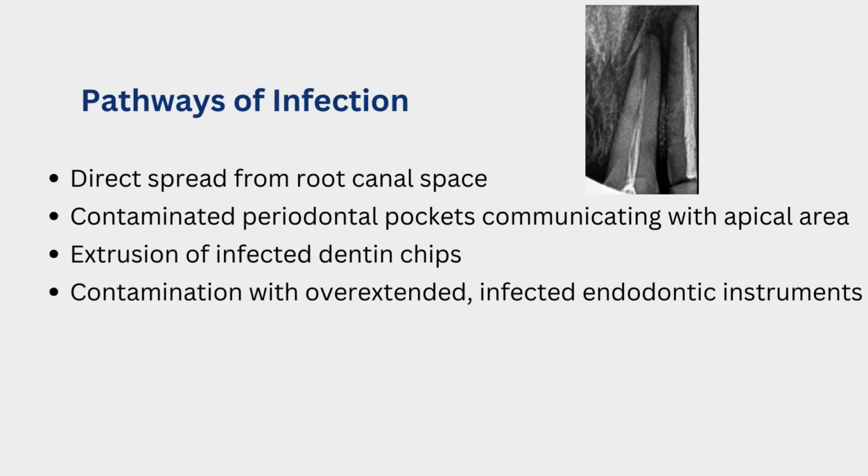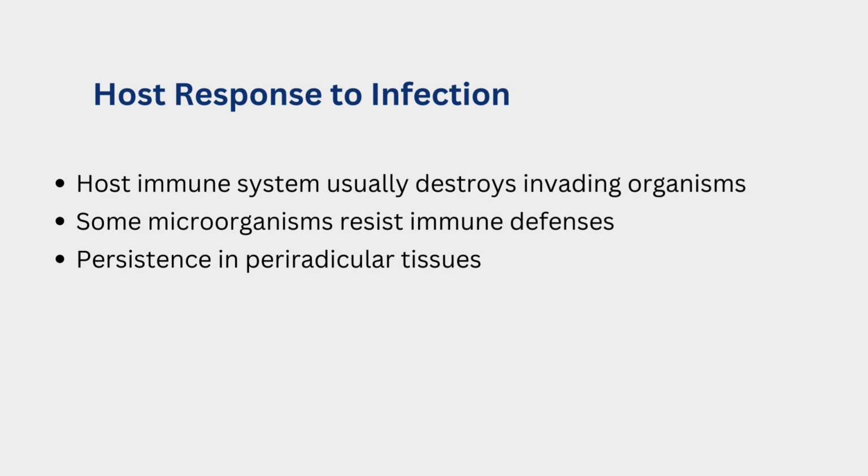Extraradicular infections can occur when bacterial cells invade the periradicular tissues. This can happen through direct spread of infection from the root canal space, via contaminated periodontal pockets that communicate with the apical area, by extrusion of infected dentin chips, or by contamination with overextended, infected endodontic instruments. Usually, the host immune response will destroy these invading organisms.